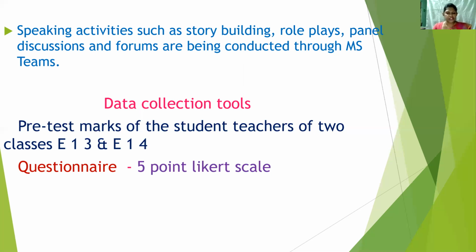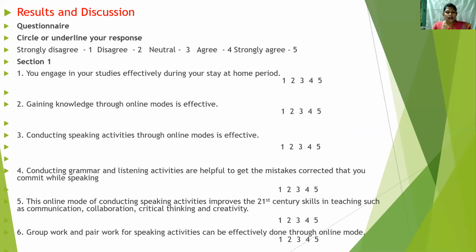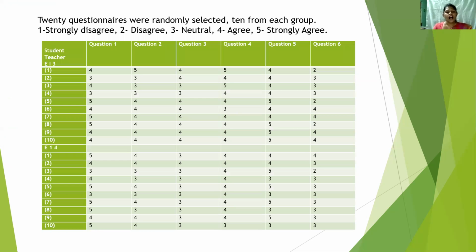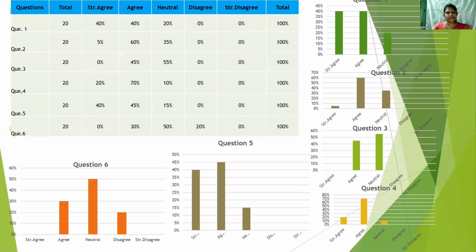When it comes to data collection, I used the pre-test marks and a questionnaire with a 5-point Likert scale. The questionnaire had 6 questions to circle or underline their preferences and 4 open-ended questions. After collecting all their questionnaires, I selected 20 questionnaires from 2 different classes and they were analyzed using Microsoft Excel. So these are the graphs I created through the data analyzed.